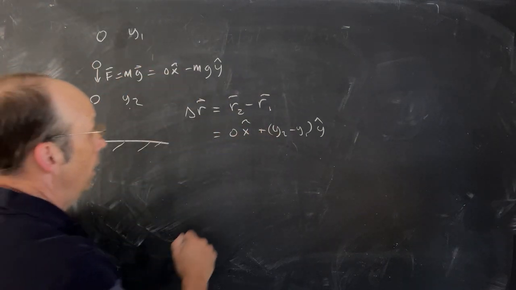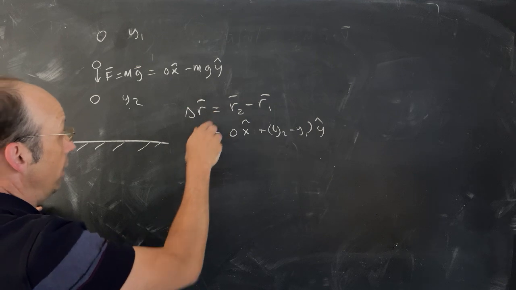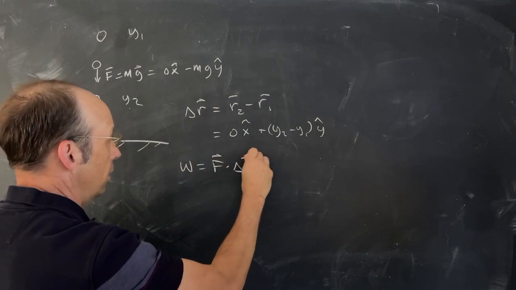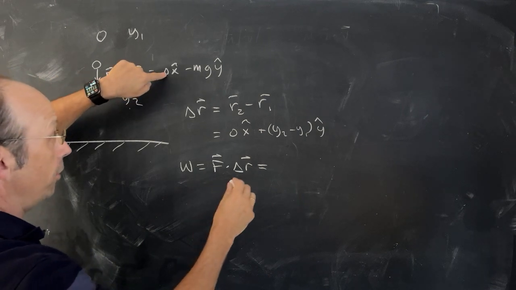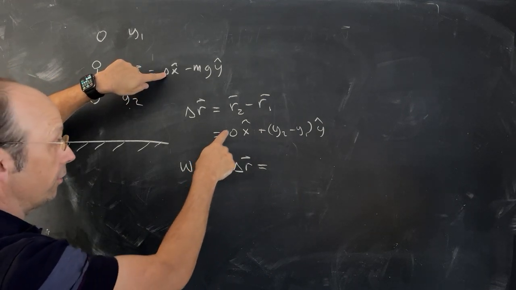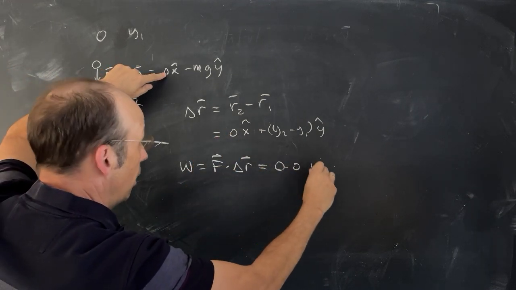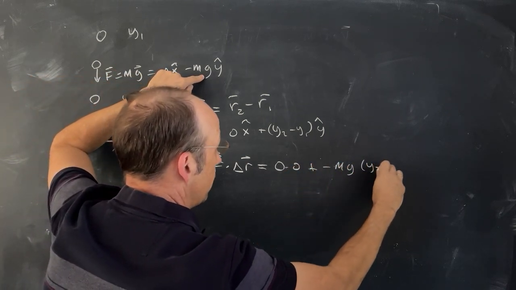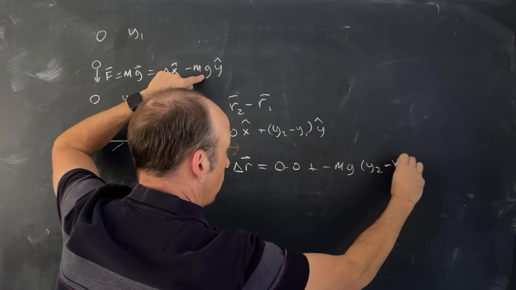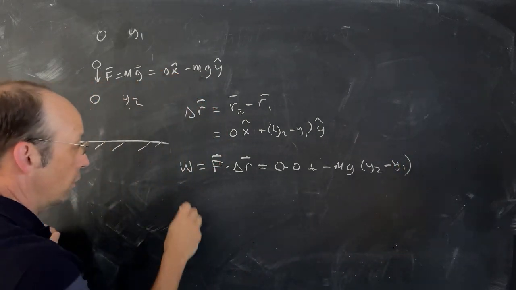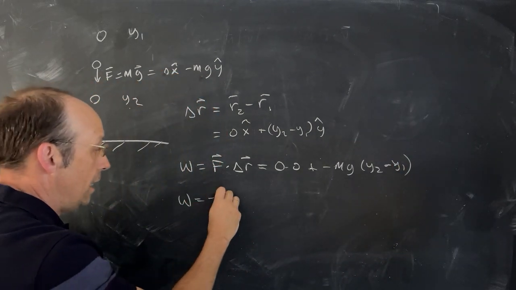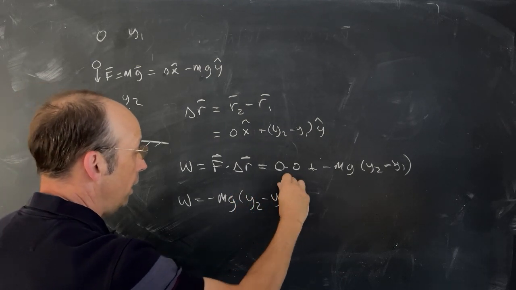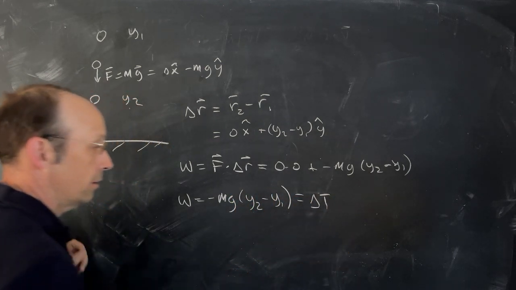Okay. Now I know F. I know delta r. I can just say work is F dot delta r. And so the x components multiply each other, and I'm going to do it explicitly: 0 times 0 plus the y components, negative mg times y2 minus y1. And so that's equal to the work. So the work is equal to negative mg (y2 minus y1), and that's the change in kinetic energy.